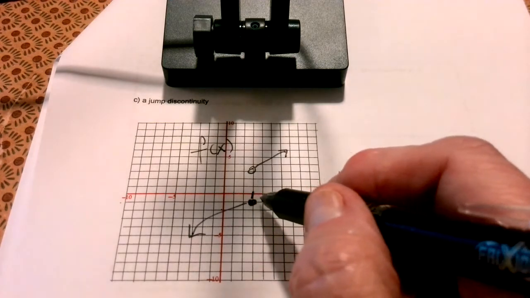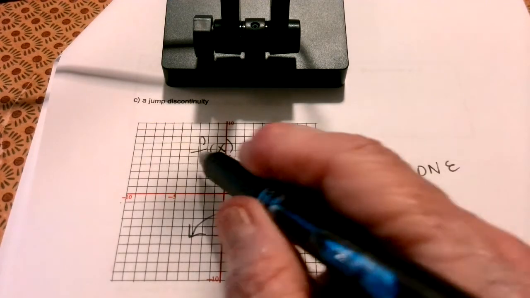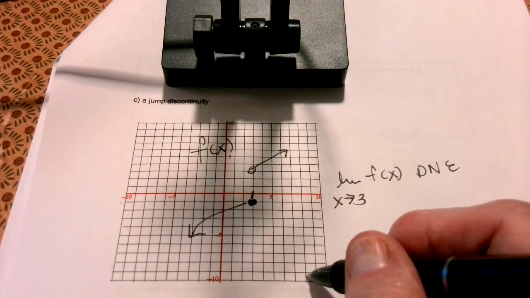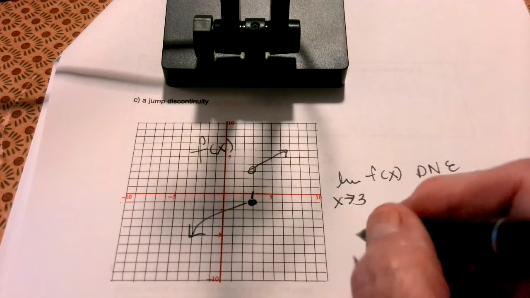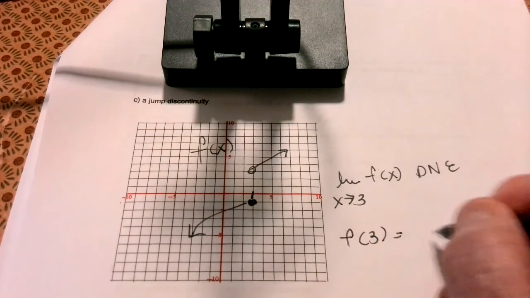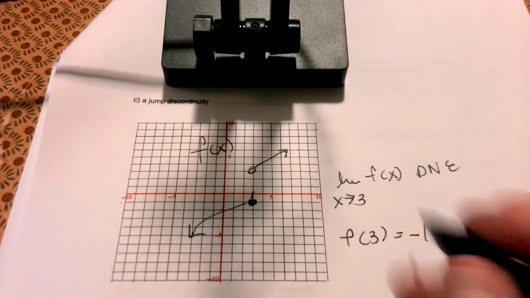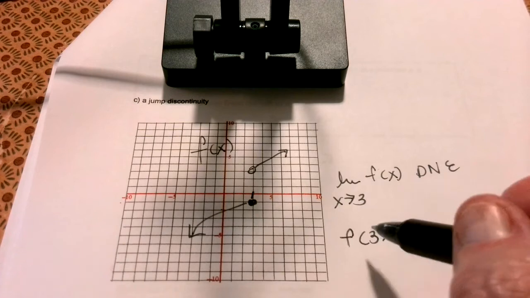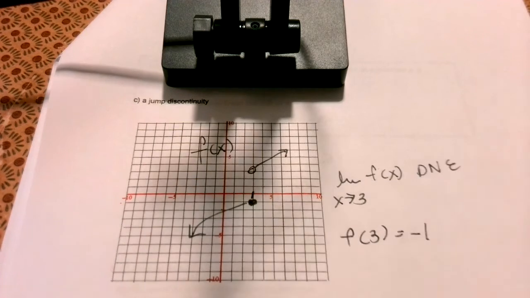It's actually a gap or a jump. So the limit doesn't exist. You know, the function is defined at 3, but the function value is -1. But the limit doesn't exist. So you have to have the limit exist and the function be defined, and they have to be the same value. So that's what we call a jump discontinuity. And let's look at something else.